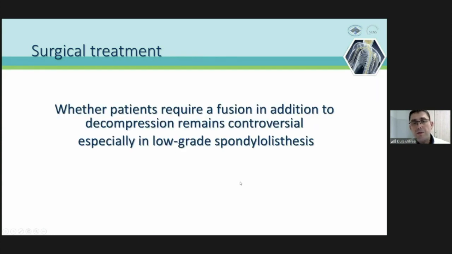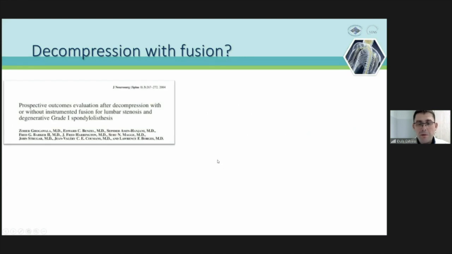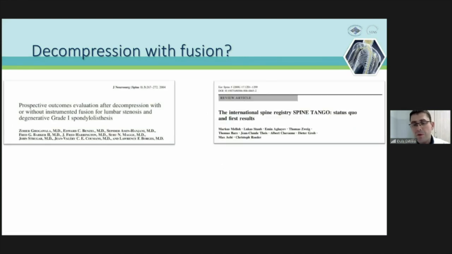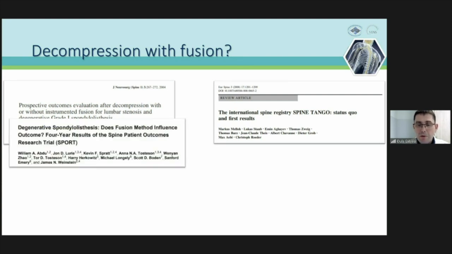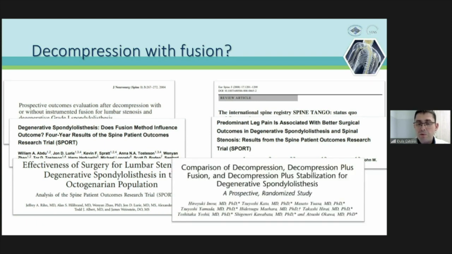So whether patients require a fusion in addition to decompression remains a controversial question, especially in low-grade spondylolisthesis. In the past years, many scientific papers were published trying to find the proper answer whether decompression only is sufficient for the treatment of low-grade spondylolisthesis, and if so, trying to determine the criteria of the patients undergoing the procedure. Also, authors try to compare decompression-only and decompression with fusion techniques.